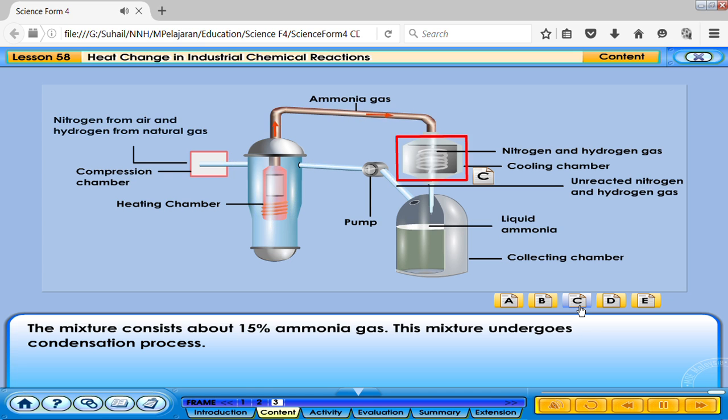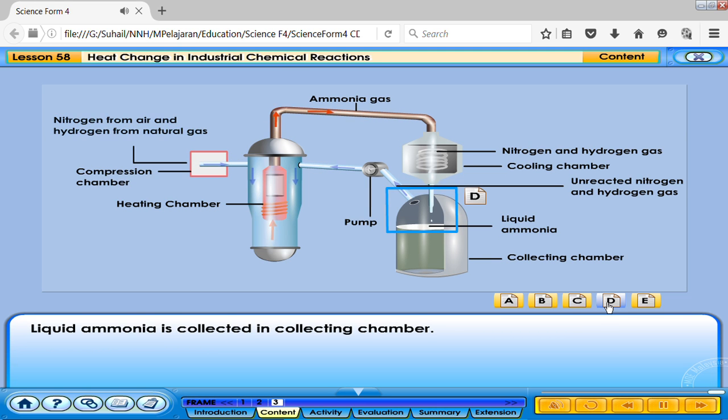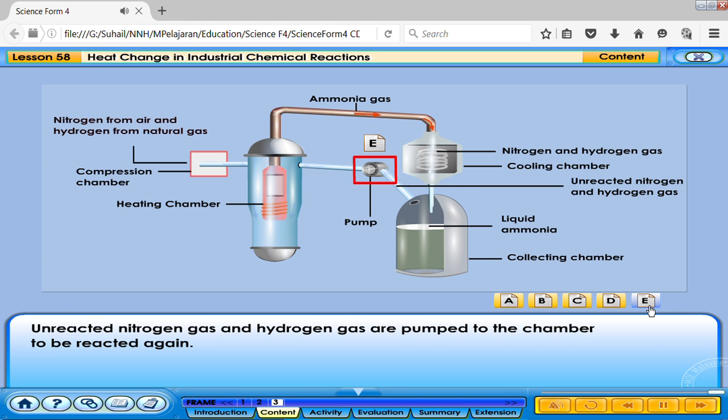This mixture undergoes condensation process. Liquid ammonia is collected in collecting chamber. Unreacted nitrogen gas and hydrogen gas are pumped to the chamber to be reacted again.